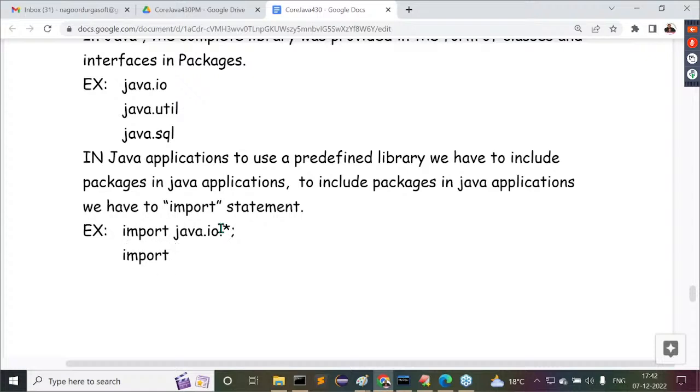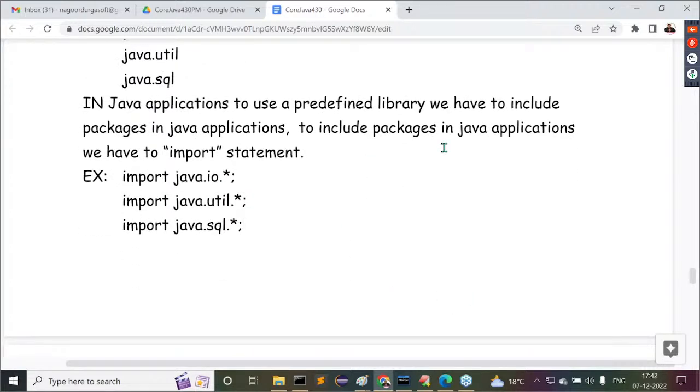Import java.util.*; import java.sql.*; Guys, understand my point here?